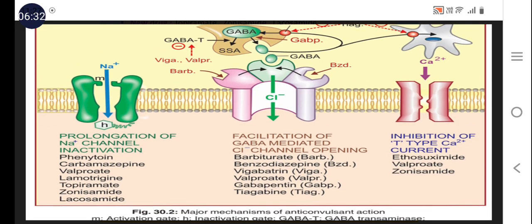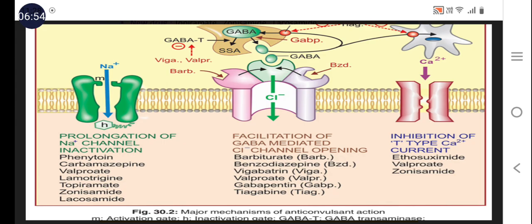Under this class are drugs like phenytoin, carbamazepine, valproate, lamotrigine, topiramate, zonisamide and lacosamide. Zonisamide, lacosamide and topiramate are newer drugs, but phenytoin, carbamazepine and valproate are very common drugs.